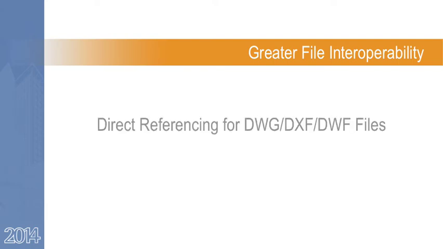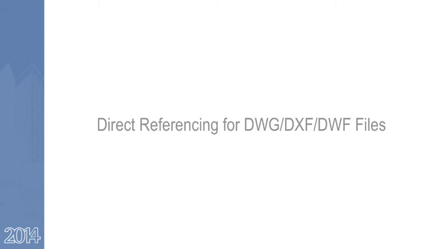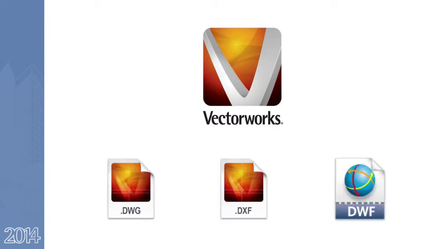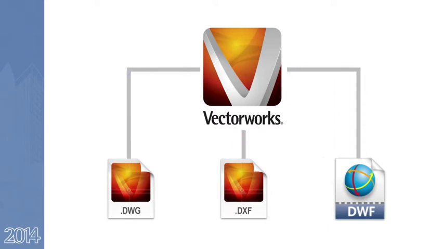In this segment, we've grouped some more new features and improvements into the category Greater File Interoperability. Let's take a look. The first one involves referencing external DWG, DXF, and DWF files. Vectorworks is now capable of directly referencing DWG, DXF, and DWF files. This means that instead of importing or using the shuttle file method, you can now choose to reference a file.